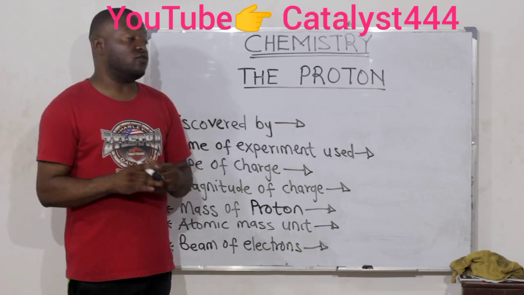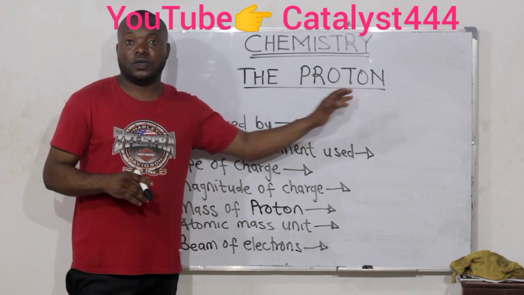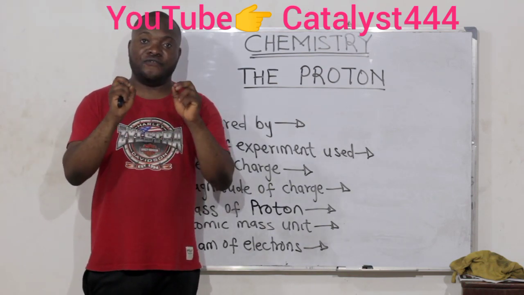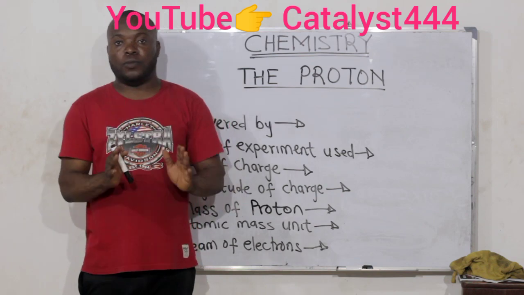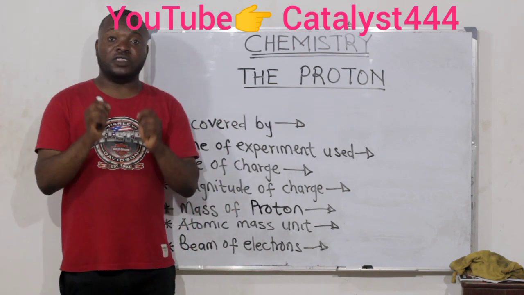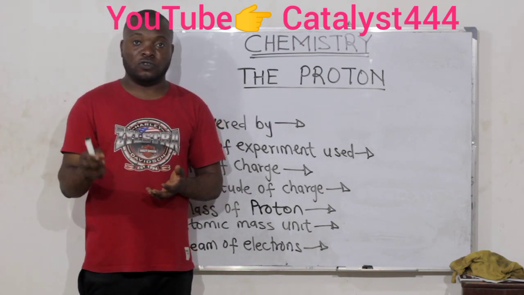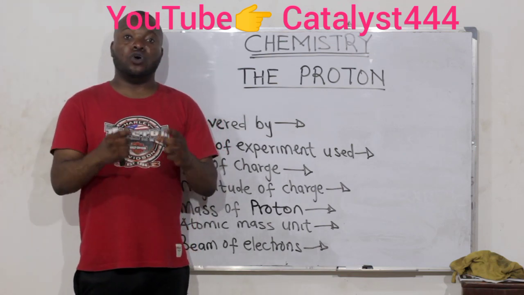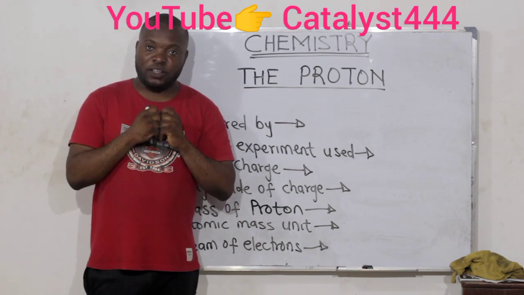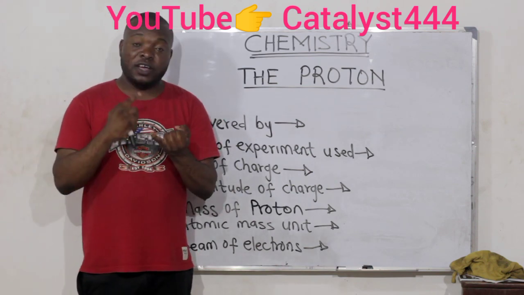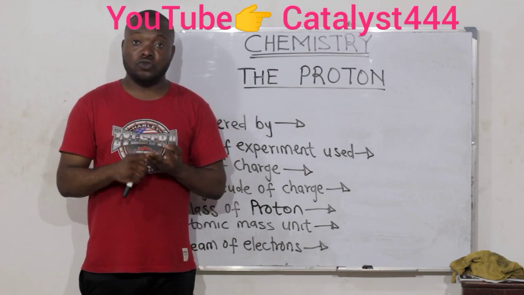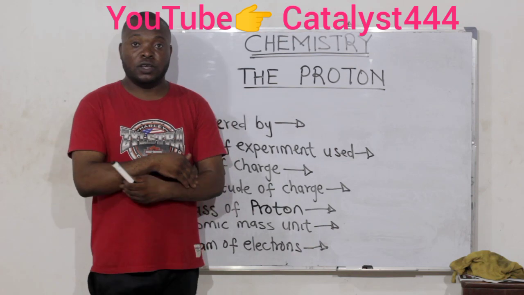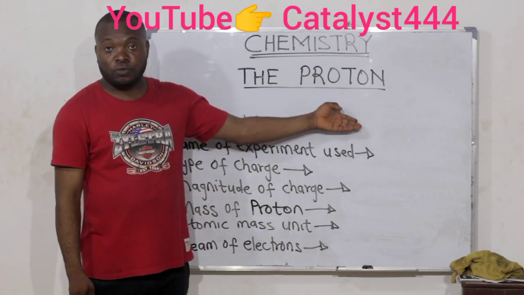Today we are going to discuss the proton. Remember, the proton is one of the three fundamental particles of an atom, or we say it is one of the three subatomic particles. The subatomic particles, or the fundamental particles, are those particles that make up an atom. An atom is made up of electron, proton, and neutron. We have discussed the electron in the previous video. Today we will be discussing the proton.